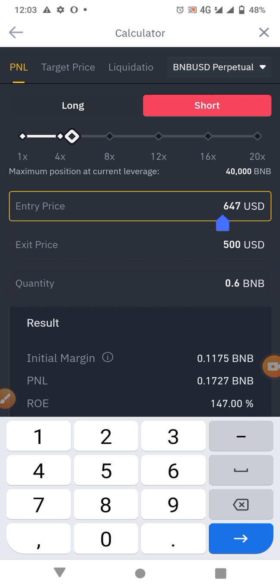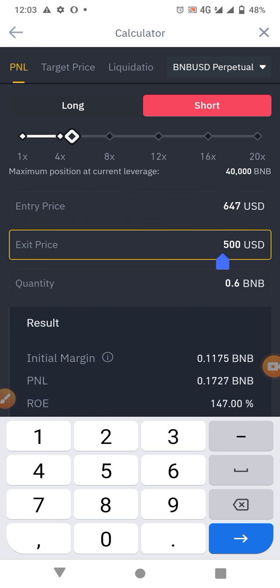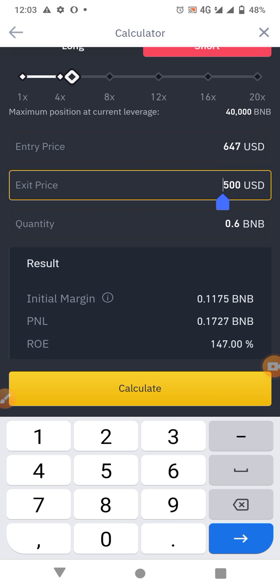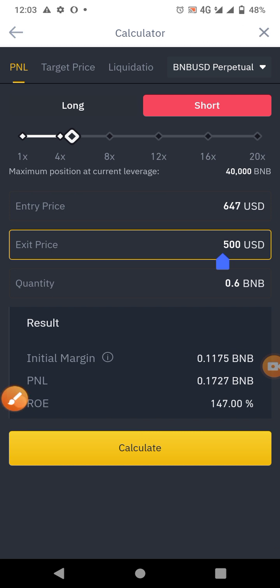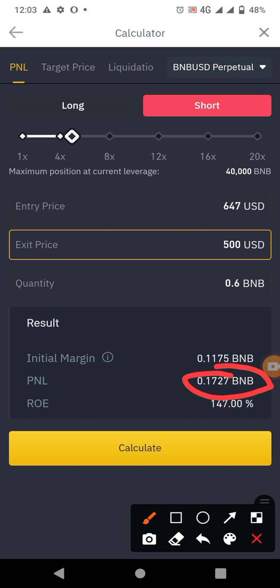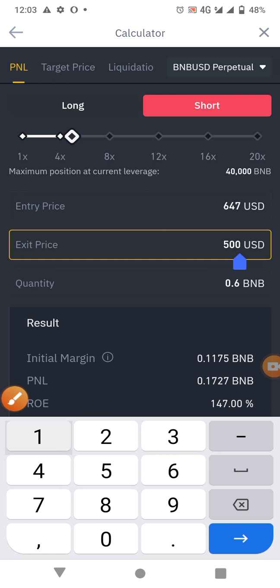Now, BNB is at 647. I entered at 647. I left at 500 because it has already dipped. That means my profit is 147% profit. That means I've seen more than times 2. Now, if you see, my investment is 0.1175 BNB. And my profit is what? 0.17. That is, I've seen more than times 2 of my investment. And that's why the percentage is 147%. Because my trade goes exactly the way.